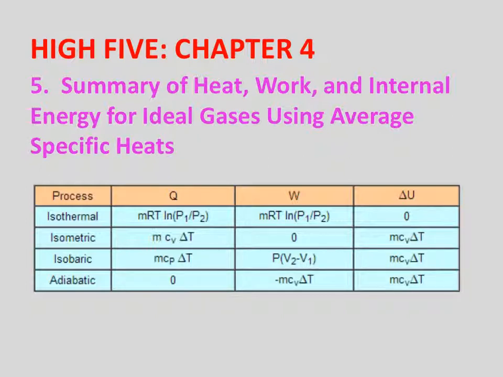For isobaric, or constant pressure, where our volume is changing, Q is m CP delta T. Our work is pressure times V2 minus V1. And then delta U is m CV delta T. For adiabatic, which means no heat transfer, Q is 0, which makes sense. But to find our work, it's negative mass times our specific heat for constant volume times delta T. And for U, it's m CV delta T.